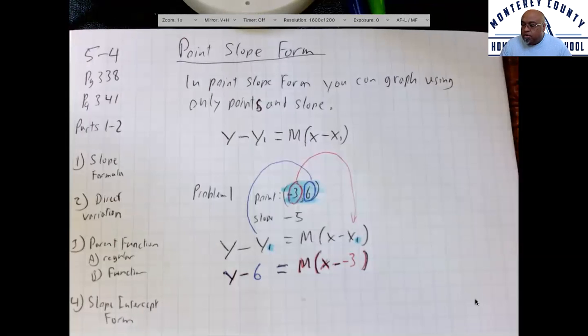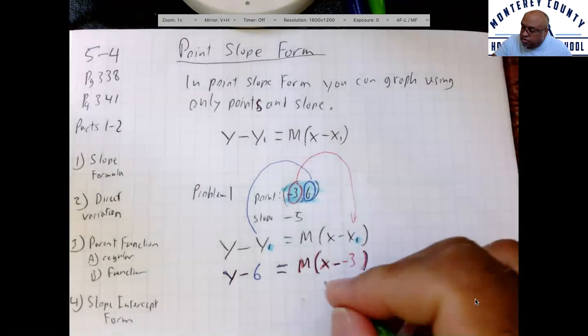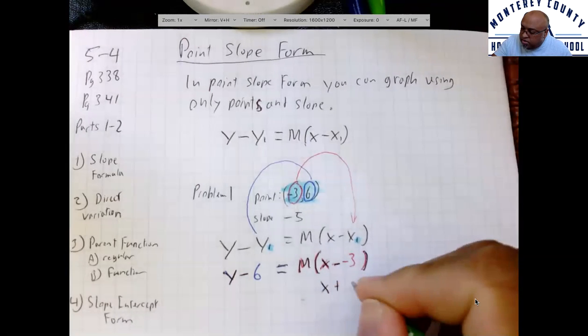So now what I'm going to do is I'm going to try to simplify. So x minus -3, the minus cancels the negative sign, so you can rewrite that as x plus 3.